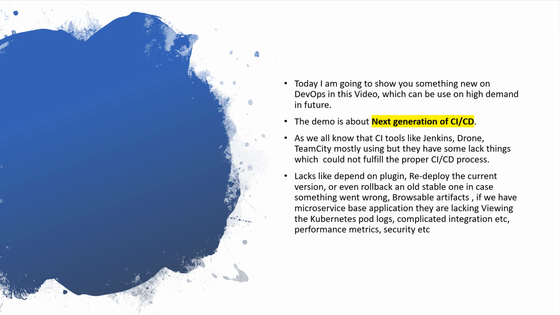In short, CI is continuous integration, and CD is continuous development and continuous deployment as well. We all know that CI tools like Jenkins, Bamboo, and TeamCity are mostly used in organizations, but they lack some things and cannot fulfill the proper CI/CD process. It's not following the proper CI/CD process.